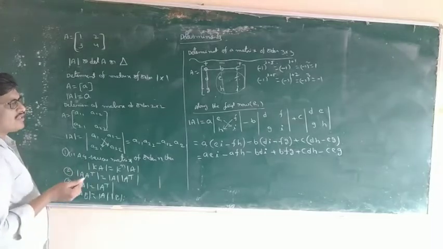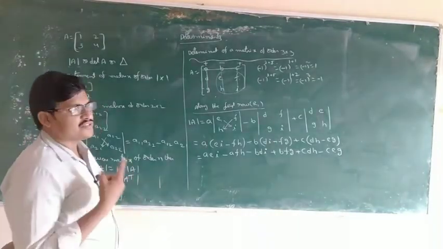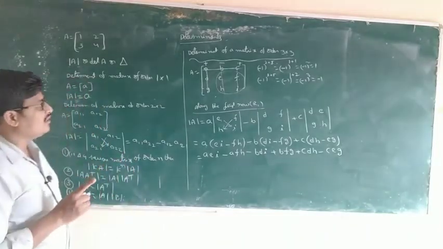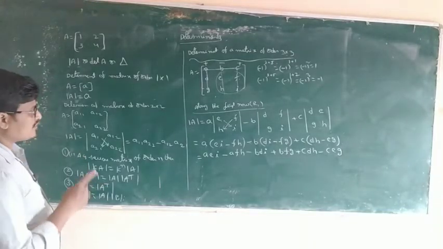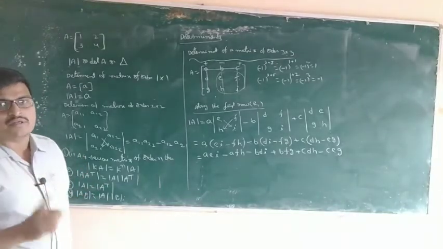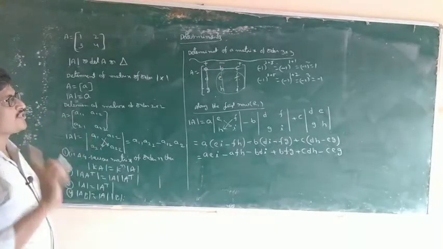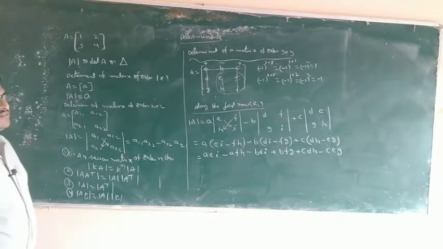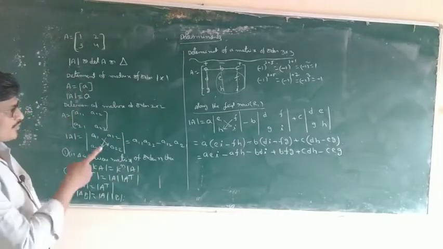Along row 2 you get the same answer, and also along row 3, column 1, column 2, column 3. You can take any procedure, but the answer must be equal. This is the procedure for the determinant of a matrix of order 3 by 3.